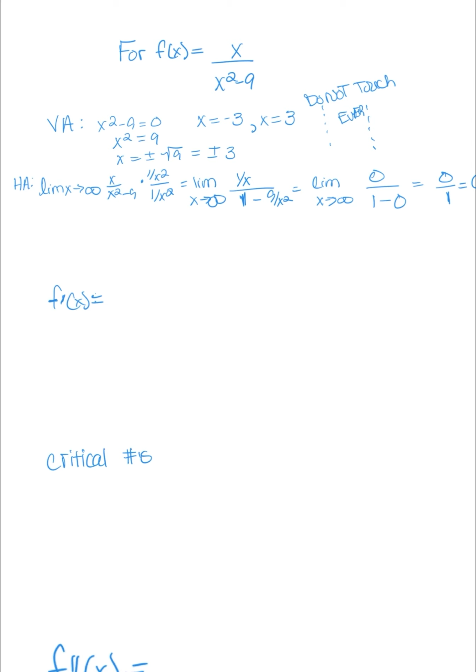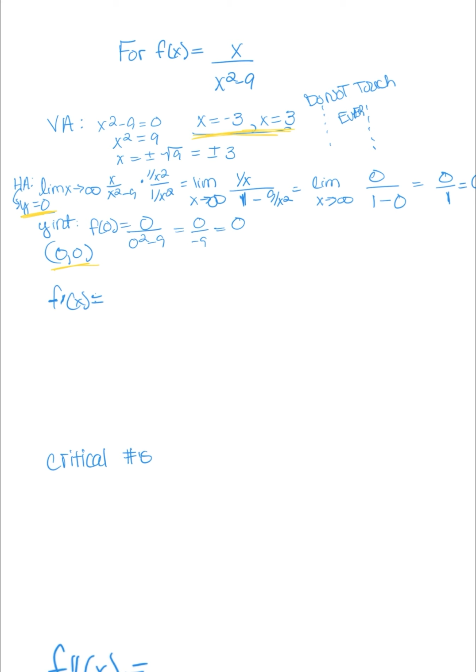Okay, let's see. There we go. Let's go ahead and do it like this, so we know where our good stuff is. All right, and then the next thing that we're going to do is our y-intercept. Our y-intercept is when our x equals 0. So we have f of 0 equals 0 divided by 0 squared minus 9, which gives us a 0 over minus 9, which equals 0. So we have a y-intercept at 0, 0.